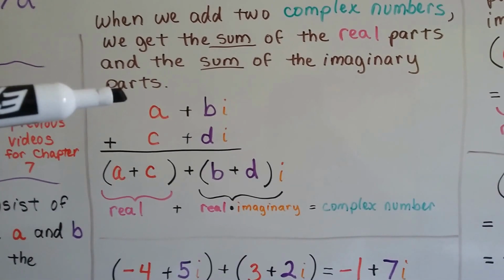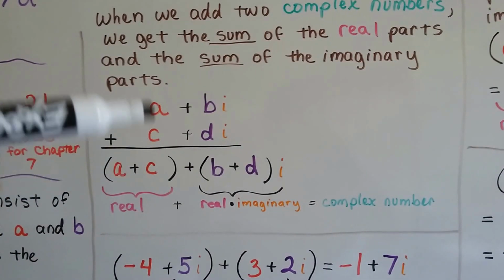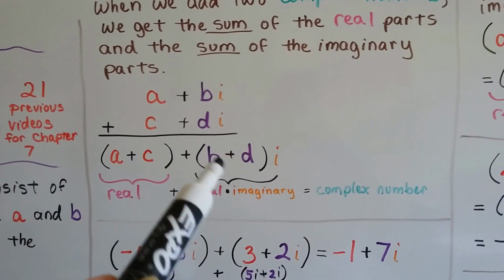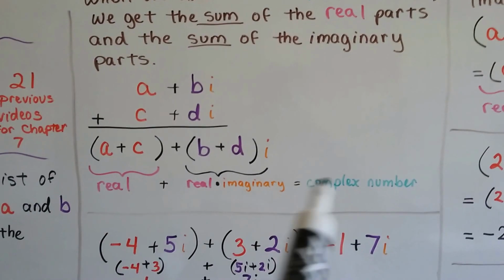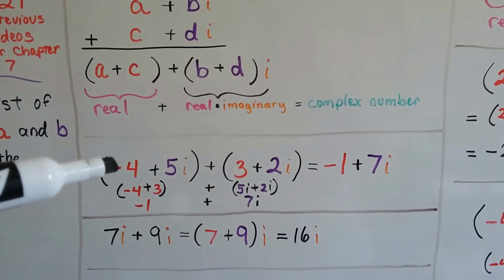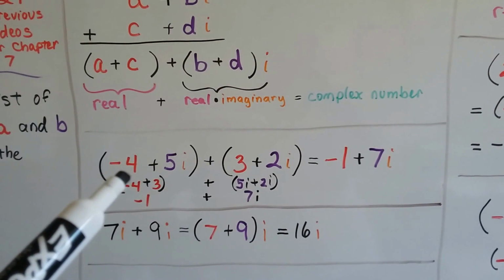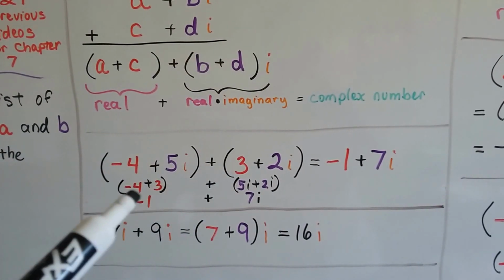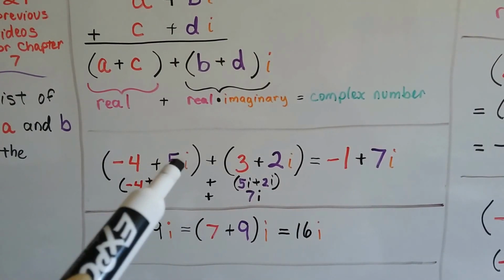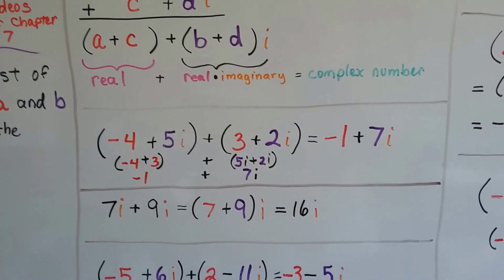We have a plus bi plus c plus di. We add the a and c, and we add the bi and di. This is the real part. This is the real part times the imaginary part, and together it makes the complex number. So if we've got -4 plus 5i plus 3 plus 2i, we take our -4 and our 3 together, and we get a -1. We take our 5i and add it to the 2i, and we get a 7i, and that's our answer.